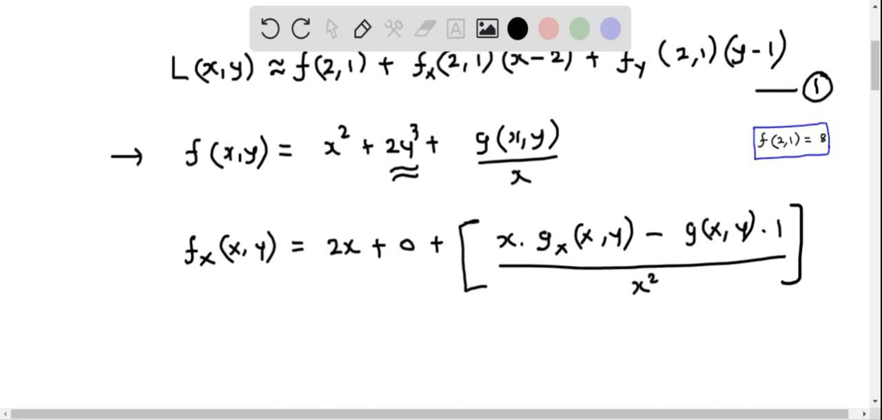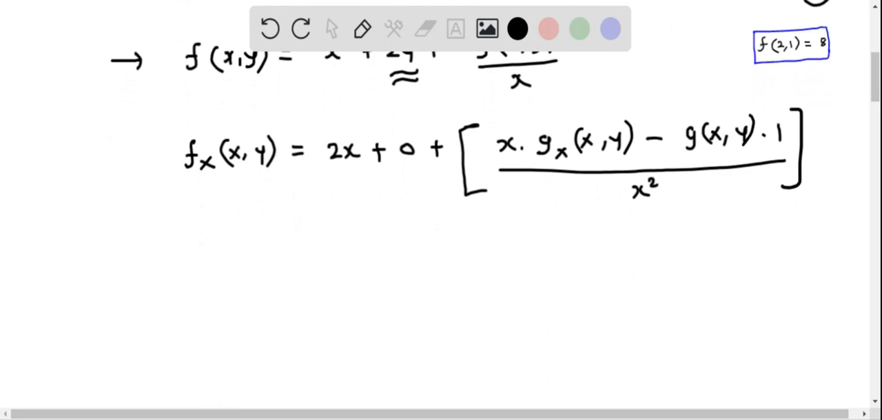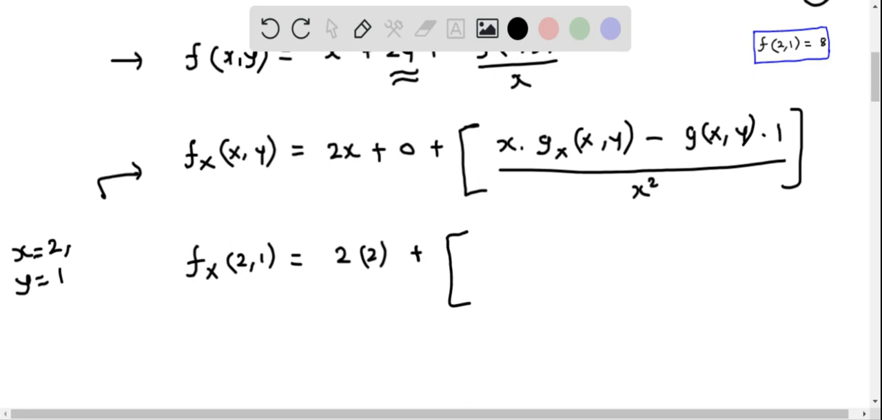Now we will evaluate fx of (2,1) by replacing x equal to 2 and y equal to 1 into this equation. So fx of (2,1) equals 2 times 2 plus, we replace x by 2, so the denominator becomes 2 squared, and the numerator becomes 2 times gx of (2,1) minus g of (2,1), because 1 times g of x,y is g of x,y only.